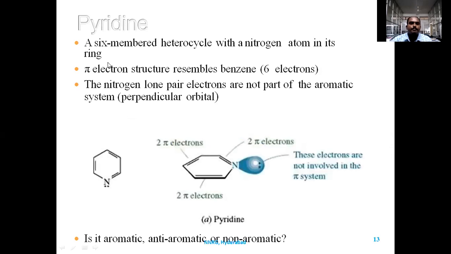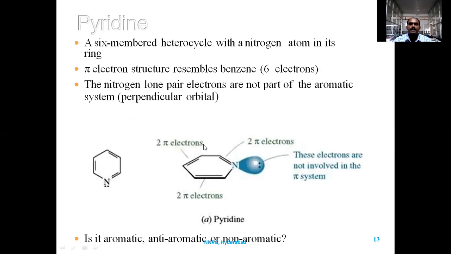If you come to the pyridine structure, it is a 6-member heterocyclic compound with nitrogen, and the pi system resembles benzene. It contains 6 electrons. The lone pair of electrons which are there are not involved in the pi system. Why? They are not involved in the pi system because, see here, each carbon has 1 pi electron.